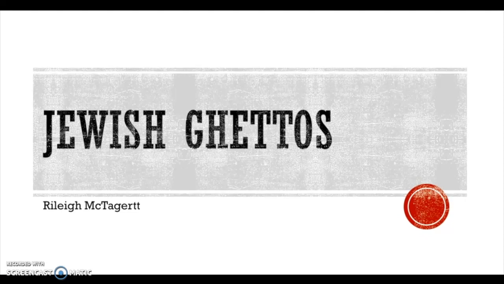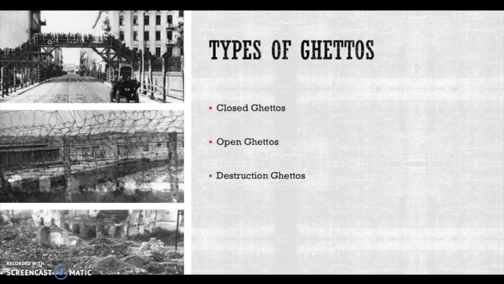So to get started on this presentation, we're just going to be talking about the Jewish ghettos and where they were, like the different types of them mainly. There were three main types of ghettos: a closed ghetto, an open ghetto, and the destruction ghettos. They all had different ways that they were operated, and different things that make them specific as to what they were.